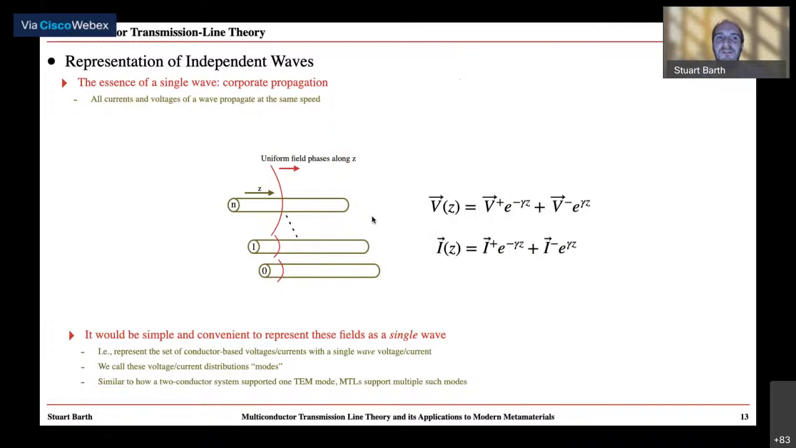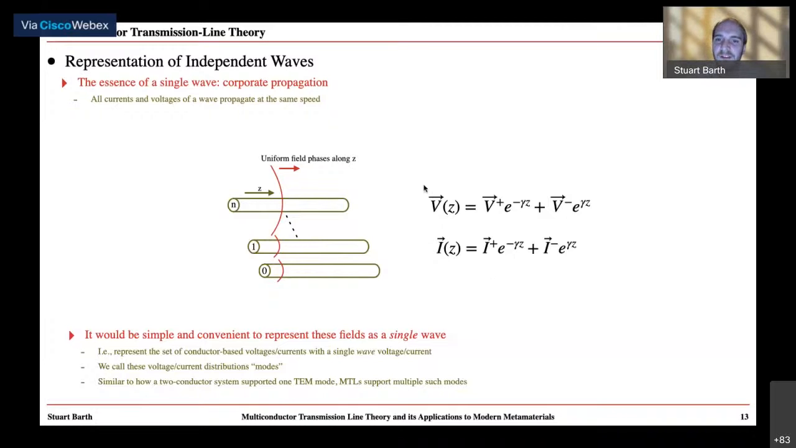And physically, it comes from the fact that we can represent independent waves traveling along these conductors. And the core idea to that is that the essence of a single wave is cophasal propagation, which means that all of the currents and voltages of a given wave propagate at the same speed. So in the figure here, I've drawn the phase difference of these fields. And you can see that all the voltages and currents corresponding to these fields should have the same phase in order for this propagation to occur along the transmission line length.